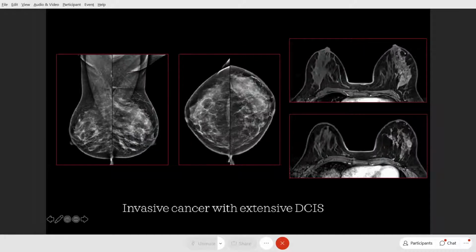Corresponding to the abnormal area on ultrasound, I can see a lot of abnormal density on the mammogram also. She had a global asymmetry in the upper outer quadrant of the breast, which also shows extensive non-mass enhancement along with the invasive cancer. So it was abnormal across all modalities, and the final pathology was invasive cancer with extensive DCIS occupying one or two quadrants of her left breast.